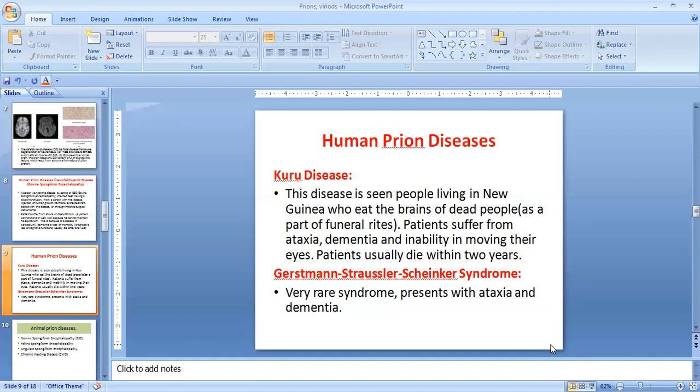Then another human prion disease is Gerstmann-Sträussler-Scheinker syndrome, which is a very rare syndrome. The after effects are ataxia and dementia. Like Creutzfeldt-Jakob disease and Kuru disease, for all these diseases the after effects are ataxia and dementia. And gradually sudden death is also a result of these diseases. So the patient will die within 6 months or within 1 year.